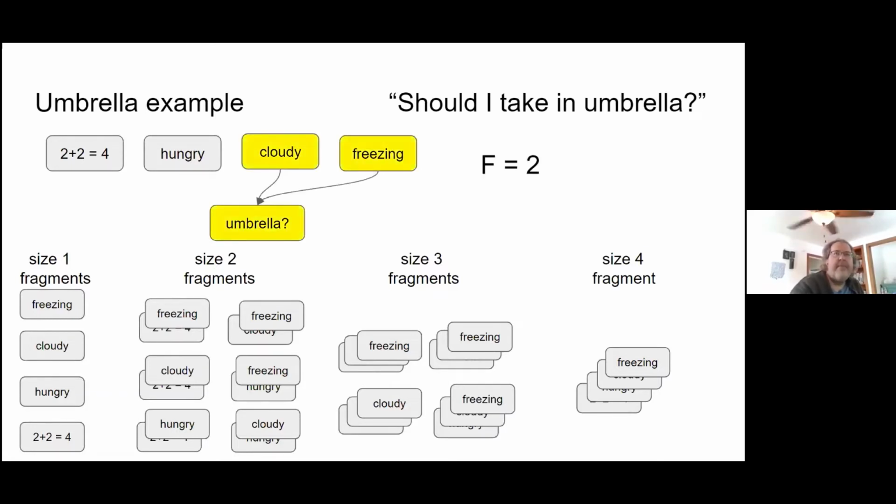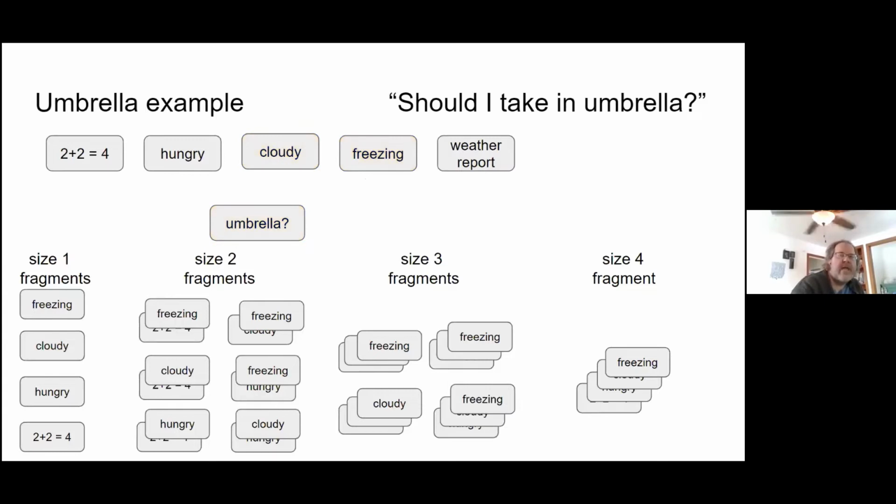And it ends up that if I know it's cloudy and it's not freezing, so if I know the state of cloudy and I know the state of freezing, then I know whether or not I should take an umbrella. Basically, if it's freezing, I don't have to take an umbrella. If it's not cloudy, I don't have to take an umbrella. But if it's cloudy and it's not freezing, I should take an umbrella. And this would indicate that the fragmentation about umbrella for this brain is 2.